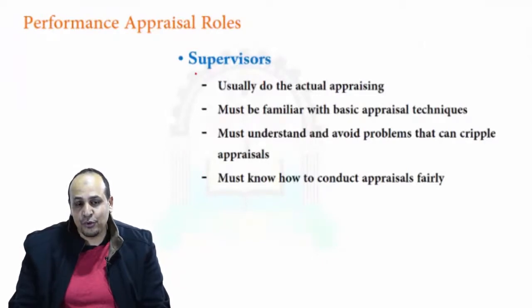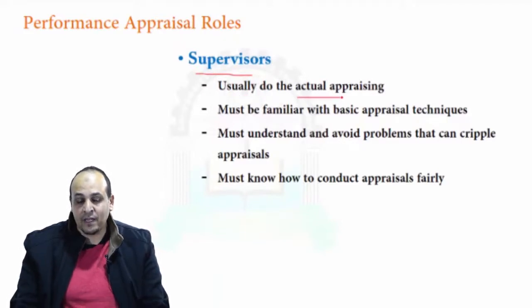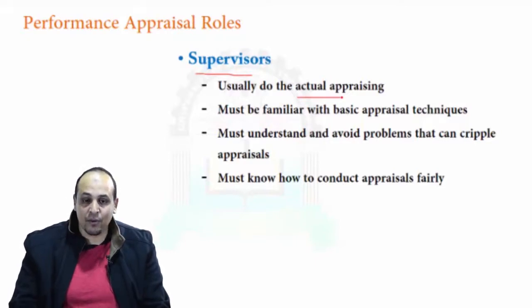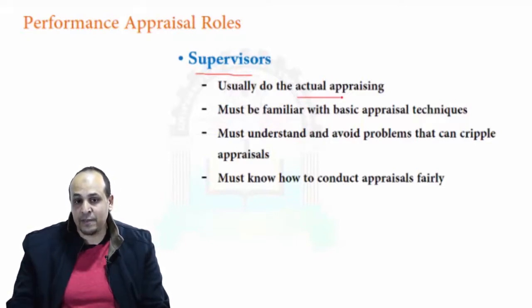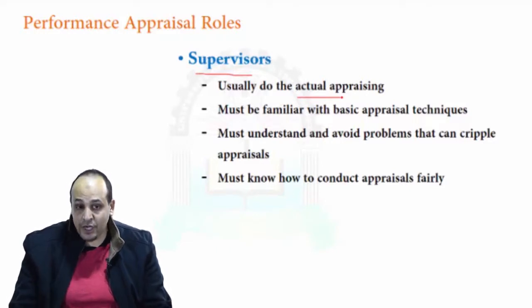Now, who should do this kind of process? We have, of course, different people involved in this process. Supervisors. So supervisors are actually the people who usually do the actual appraising. The reason is that they are in direct contact with the employees, so they know things about the task, the requirements of doing the job, and at the same time the collaboration and the behavior of the employee himself or herself. So those factors can help in coming up with the right kind of judgment about the employees.